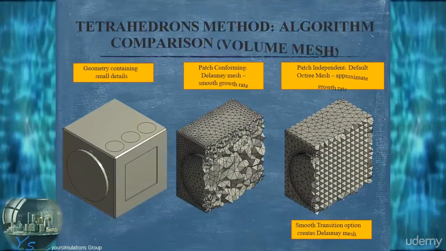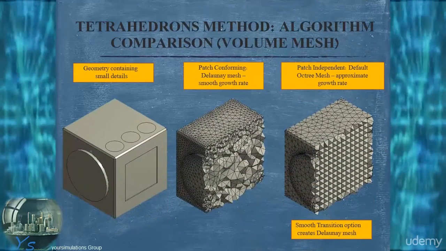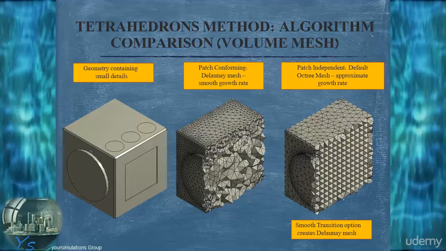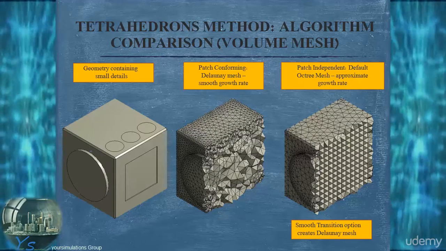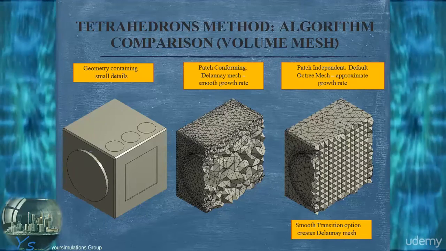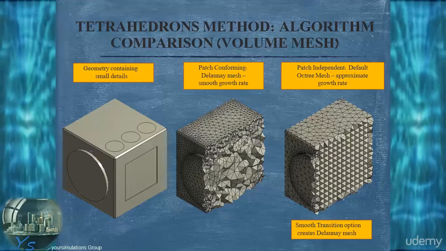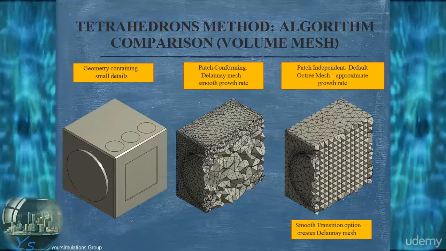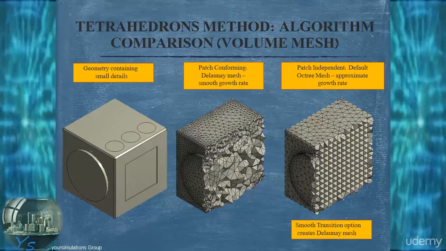In the volume, it looks a bit different. The patch-conforming approach creates a Delaunay mesh. This looks quite chaotic compared to the octree approach from the patch-independent method, but it allows a very smooth element growth, which is preferred for most CFD simulations.